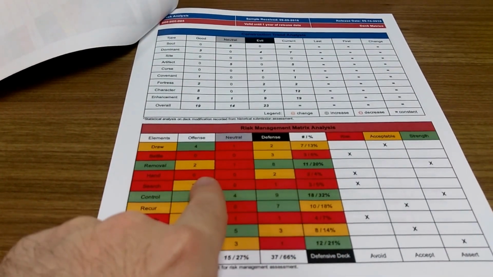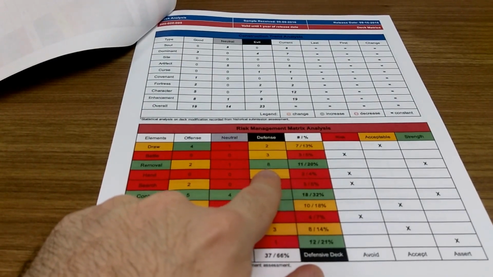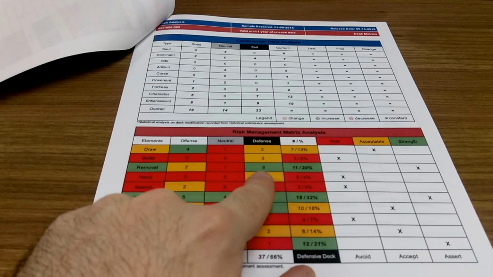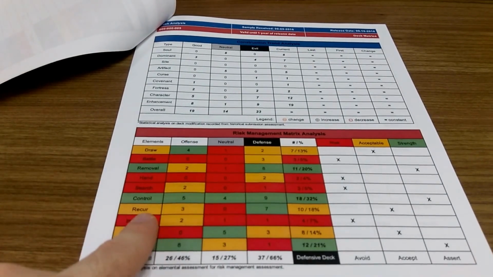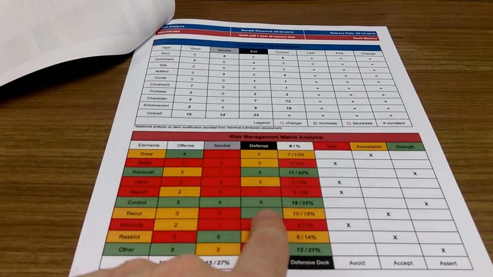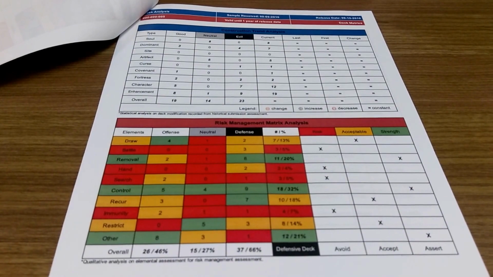But if you look at it from offense to neutral to defense, you see it's mainly strong because the defense has this abundance of removal. Compared to control, it's balanced, where the offense, neutral cards, and defense are all abundant, which is what makes the deck strong in that area.